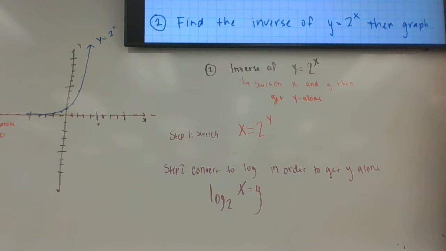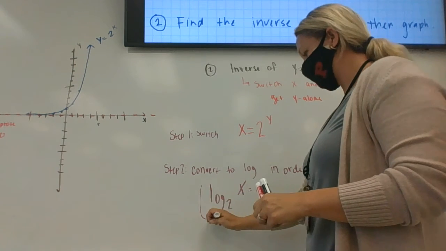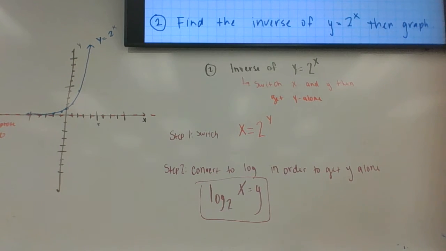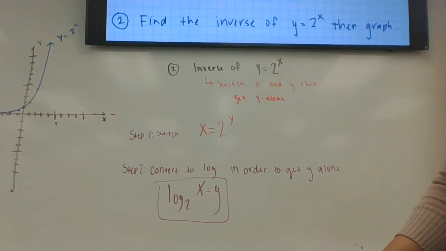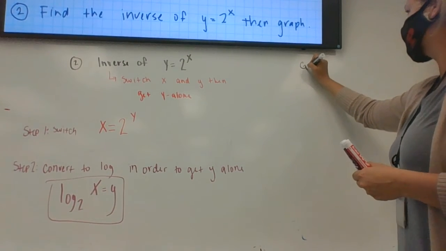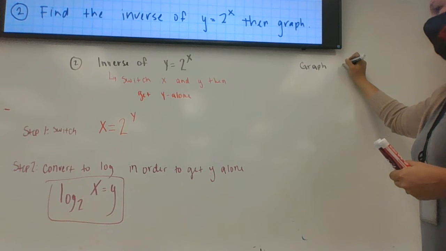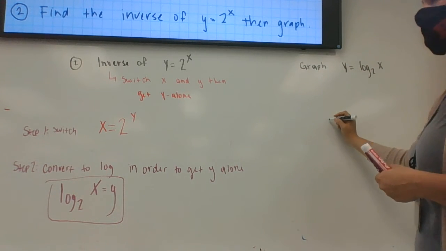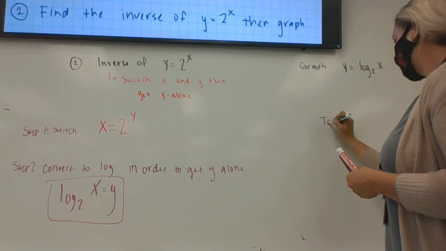So number 2 says find the inverse. Done. This is the inverse. The inverse of an exponential function is a logarithm. Now we have to graph it. We're going to graph y equals log base 2 of x. We'll make a table.